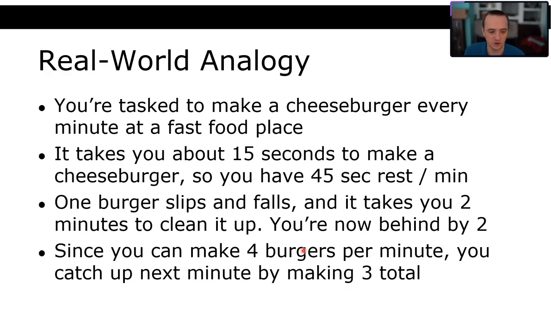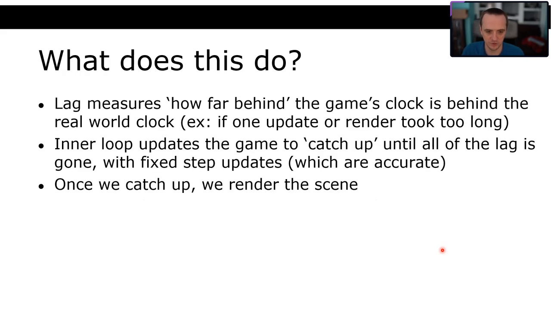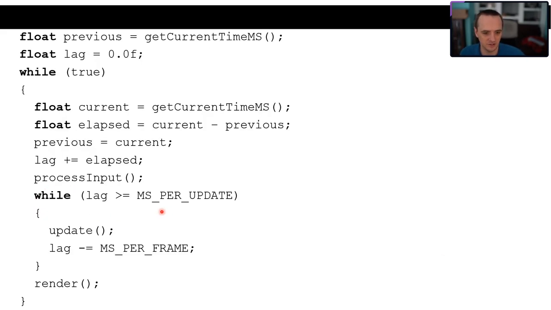Just a meme. So you see how this works? If you can make more than one burger per minute, then if one of your burger-making minutes lags, you can make more burgers on the next minute to catch up. That's exactly what this is doing. It's saying that if one frame took too long to calculate, and our update function can on average calculate much faster than 16 milliseconds per frame, let's say it takes 2 milliseconds, then we could potentially catch up 8 frames in one render.